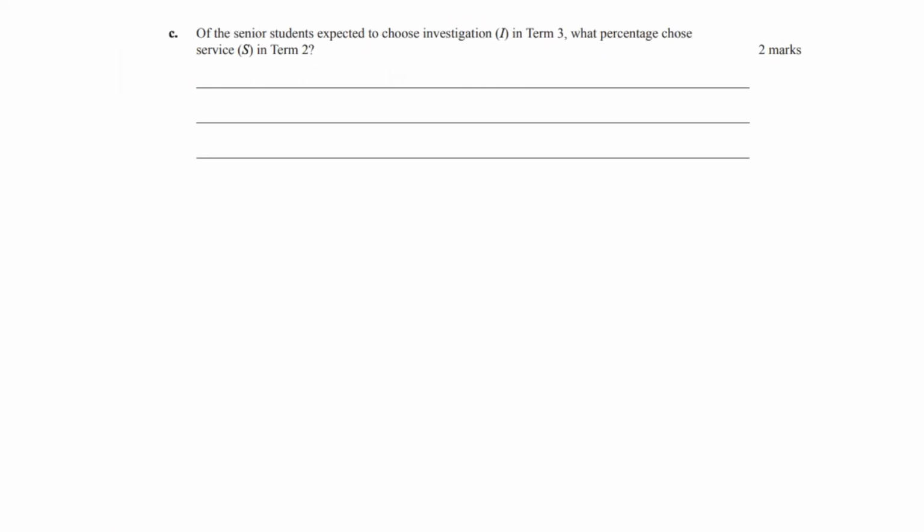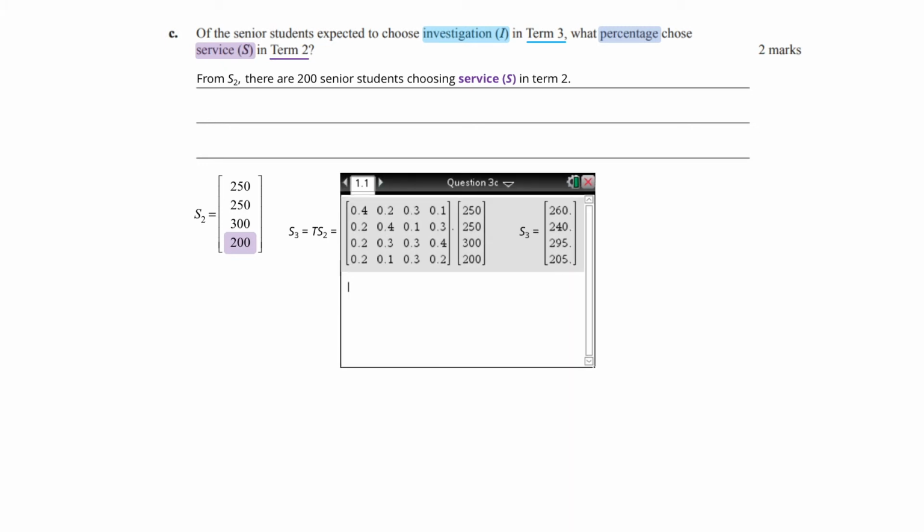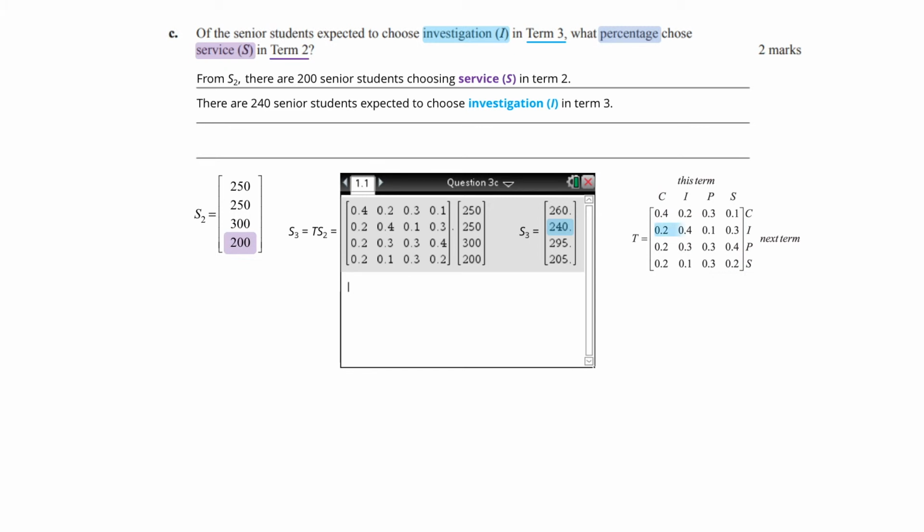Part C. Of the senior students expected to choose investigation in term 3, what percentage choose service in term 2? From S2, there are 200 senior students choosing service in term 2. Now let's calculate S3, which is T times S2. From S3, there are 240 senior students expected to choose investigation in term 3. In the transition matrix, we look at the percentage of senior students expected to choose investigation in term 3 from the students who chose service in term 2. And that is 0.3 or 30%. So 30% of 200 is equal to 60. Now 60 out of 240 is 25%.